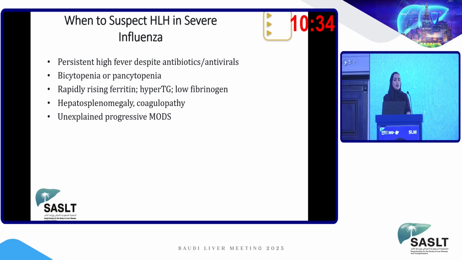So when to suspect HLH in severe influenza? If you are admitting a patient with an influenza infection who has a persistent fever despite good coverage with Tamiflu and antibiotics, and has bicytopenia or pancytopenia, always do a stat ferritin level just as a baseline. And you will see the ferritin very high, with high triglyceride and low fibrinogen. Fibrinogen can be initially high and then start to go low. Hepatosplenomegaly with coagulopathy. If the patient with influenza progresses into multi-organ dysfunction, including liver, kidney, CNS, always think of secondary HLH.